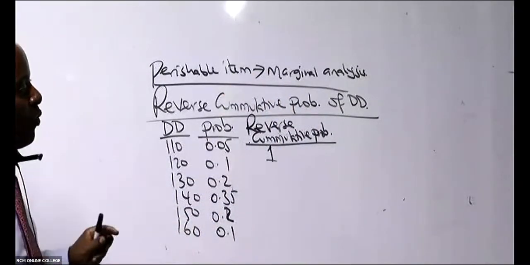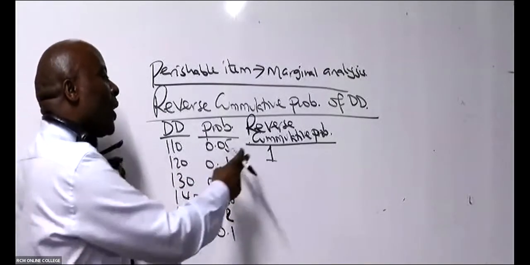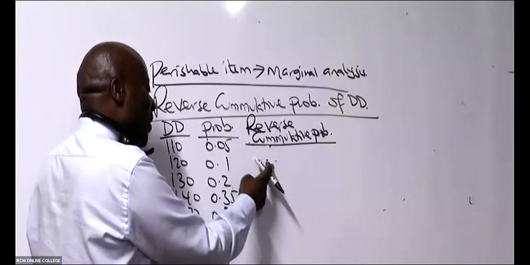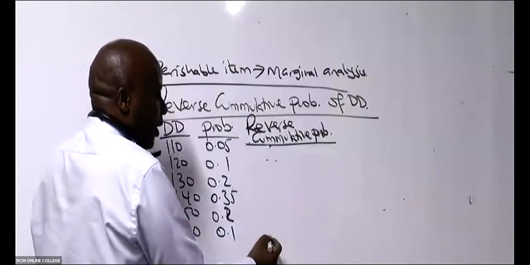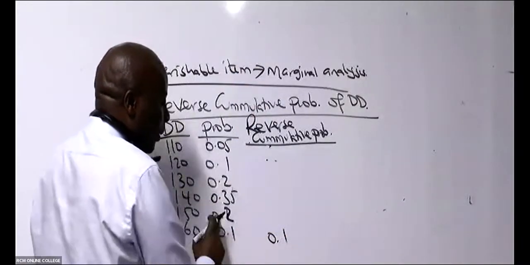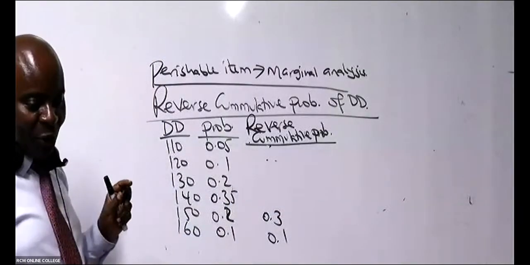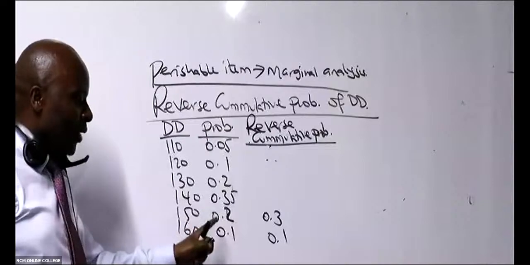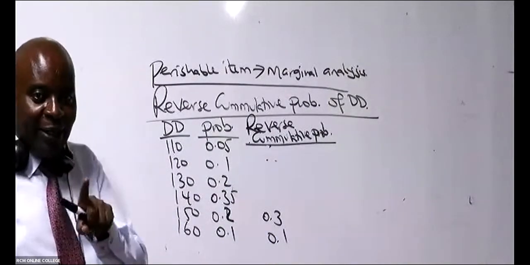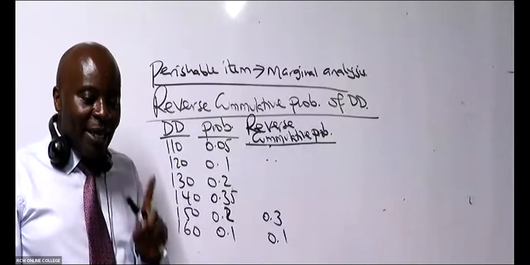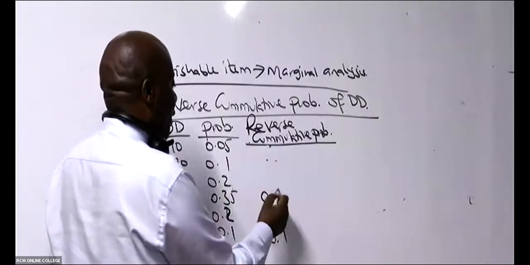The easiest way of remembering this: if it's a perishable good, always get your cumulative probabilities, but from down here, reverse. So this one here will be 0.1. 0.2 plus 0.1, somebody talk to me, 0.3. So reverse, you start from down here. This is only applicable, I've never seen it applied anywhere else, we only apply this in perishable goods. So 0.35 plus this gives us 0.65.